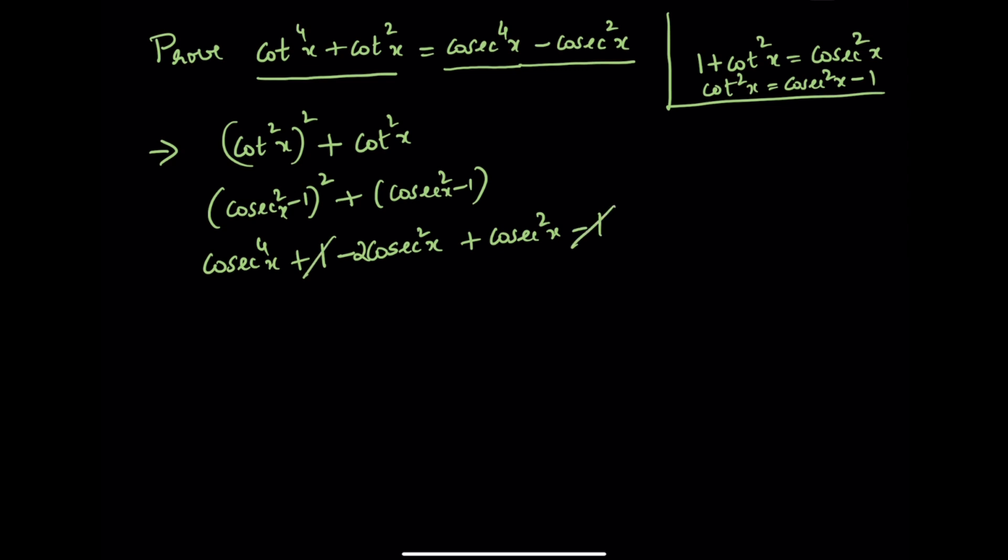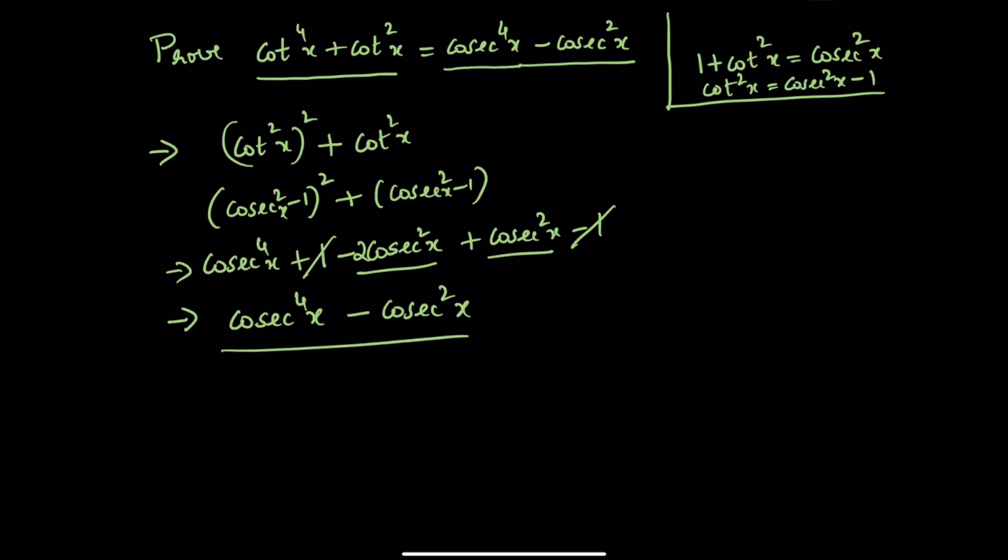So this gets cancelled, and when we solve this, we get cosecant to the power of 4x minus cosecant square x. So this is the RHS that is required.